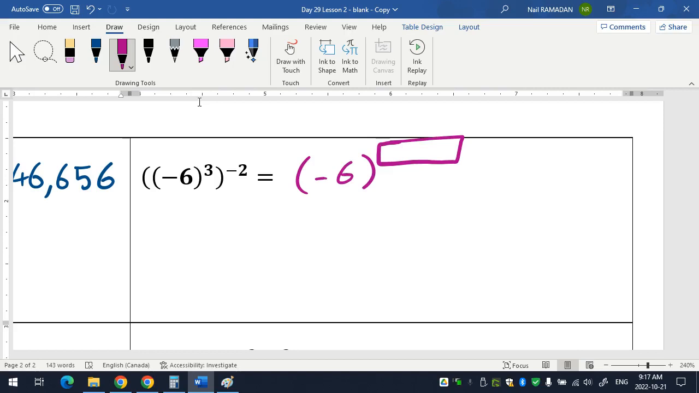3 times. You do it as you see it. If it's negative, you have to put it as is. So 3 times negative 2. So this is negative 6. Whoa, what is that? Nope. What rule is this one? Is it today's rule or yesterday's?